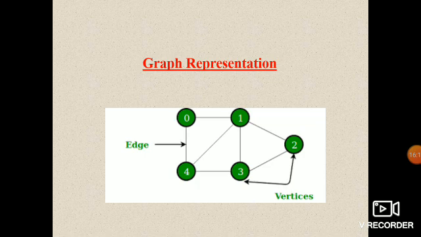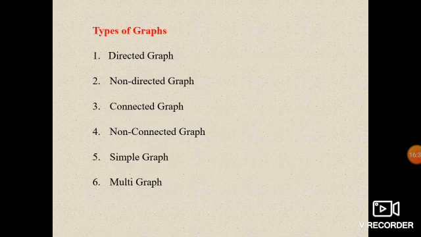How is it represented? The lines we call the edges, the arrow marks. In the tree also we call them edges, whereas the circles we call the nodes. Here we call them vertices. The circles represent the vertices, and the lines are called the edges.